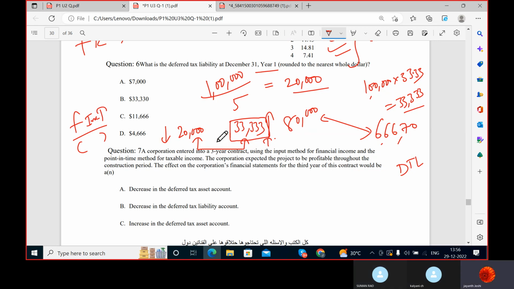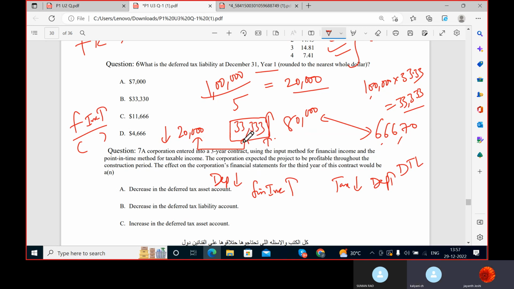So here you will be paying more taxes. Here you will be paying less taxes. Here you will be paying more. No, sorry. Here you will be paying more because your financial income is more. Correct? Here the taxable income is less. See, financial income will be more because depreciation is less. Taxable income will be less because depreciation is high. Am I right? Okay. Of course.